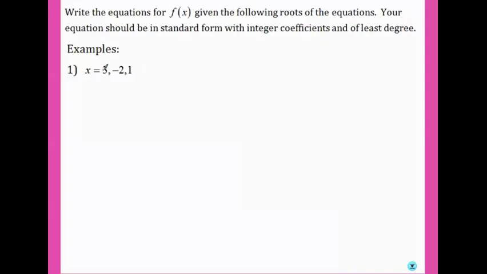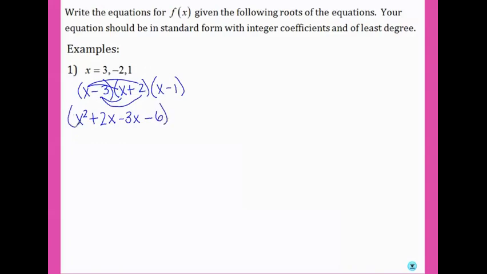Next, we start by taking our roots and writing them back in factored form. So if we have a root of 3, we have a factor of x minus 3. We have a root of negative 2, we have a factor of x plus 2. And if we have a root of 1, we have a factor of x minus 1. What we're going to do is start by multiplying the first two together. So we'll get x squared plus 2x minus 3x minus 6. So we've combined those, and then I'm bringing down my x minus 1.